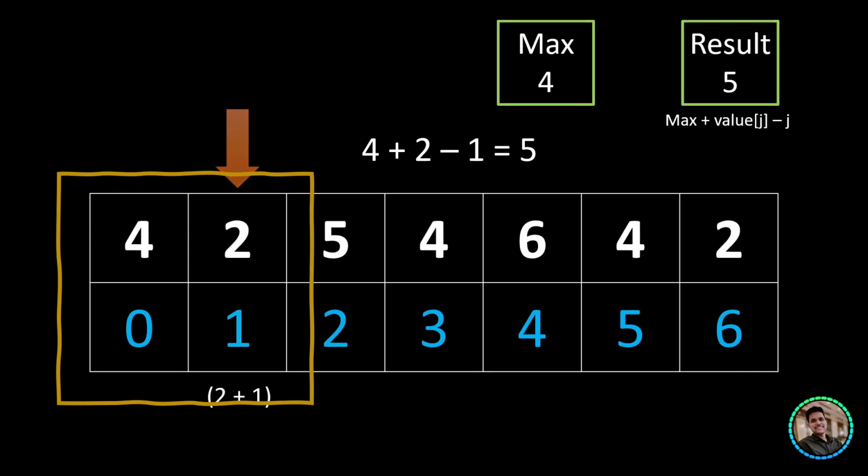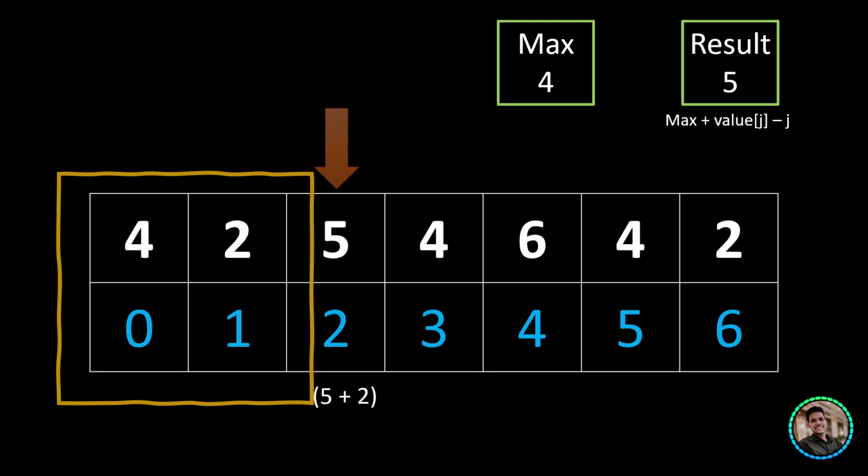For 2 plus 1 gives 3, the max is 4. 3 is not greater than 4, so we won't update the max, and we will move forward. We come to the index 2. The value that we can put in the max is 5 plus 2, which is 7, but before that we'll try to find out what is the best suited pair for this particular index.